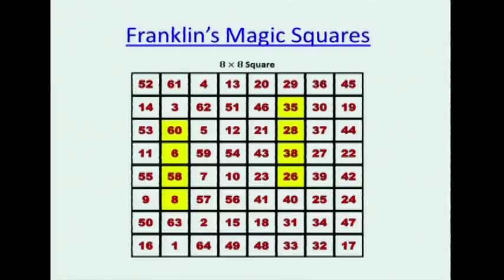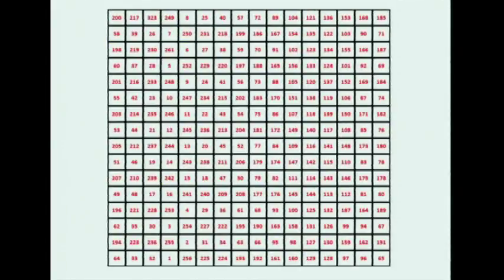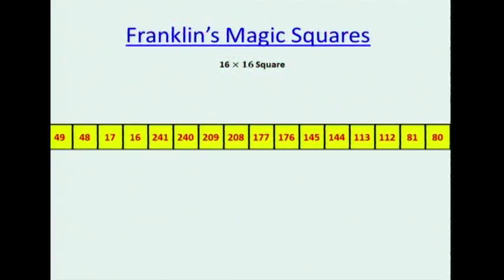Guess what? Ben Franklin did this without a computer as a hobby. Here is a 16 by 16, and it has exactly the same properties, but just double. And I'm not going to go through them all, but that's fascinating. That absolutely fascinates me. A man did this as a hobby, and it's fascinating. I highlighted just this one row. I found this interesting. 49, 48, 17, 16, 241, 240, 209, 208. That's a little bit of luck, I'm sure. It's kind of neat.